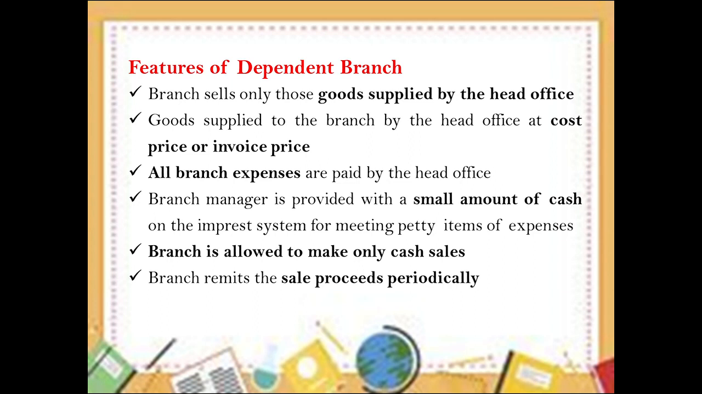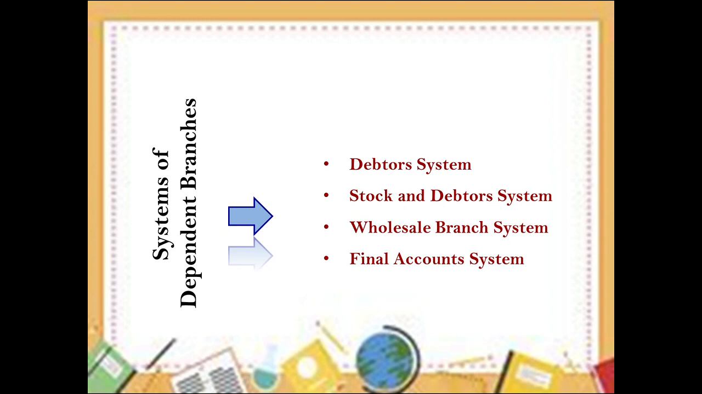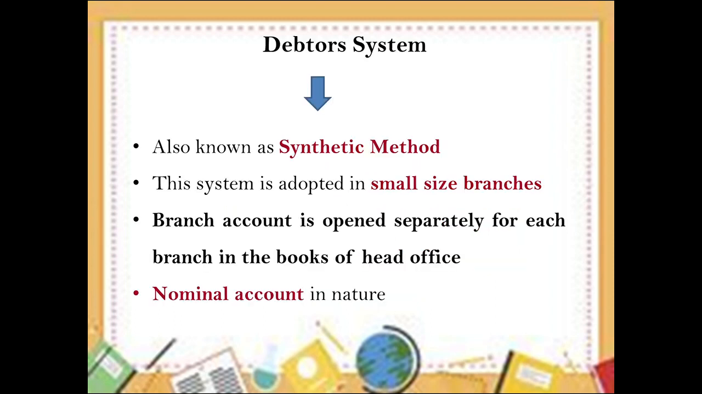The head office may keep the accounts of branches in the following systems. First one, debtors system. Second one, stock and debtors system. Third one, wholesale branch system. Fourth one, final account system. We will see about the debtors system.